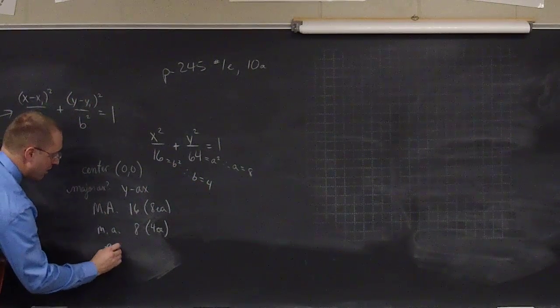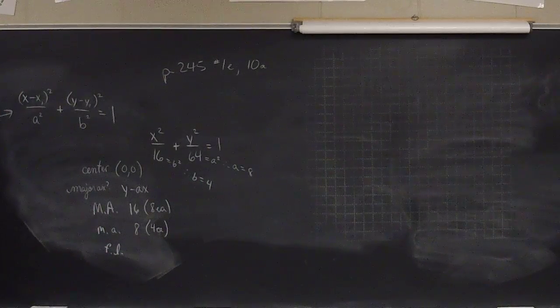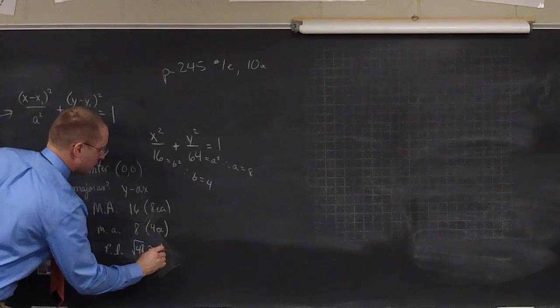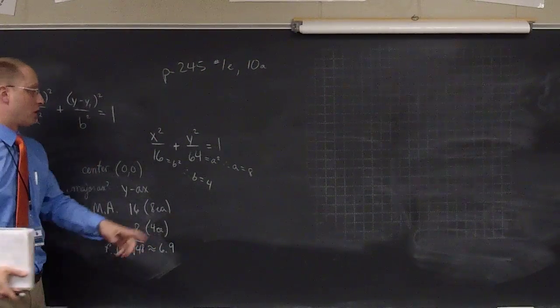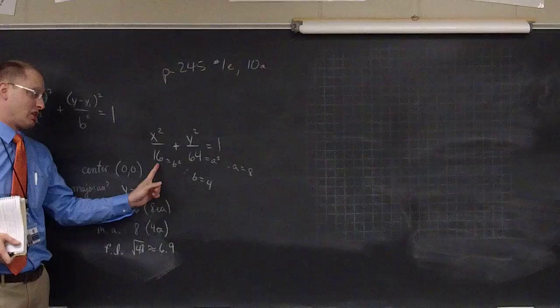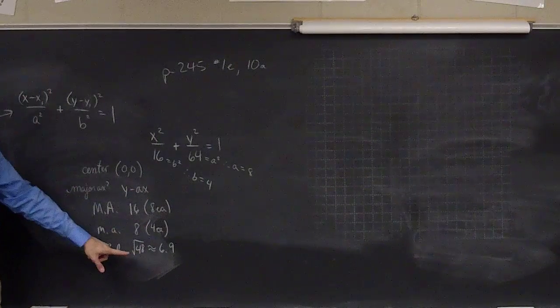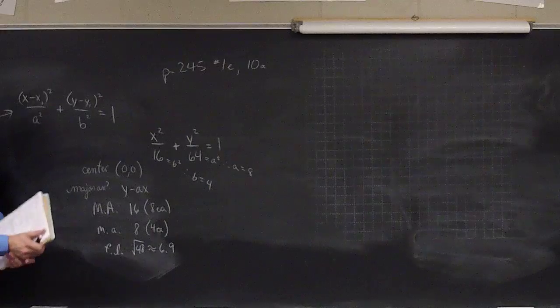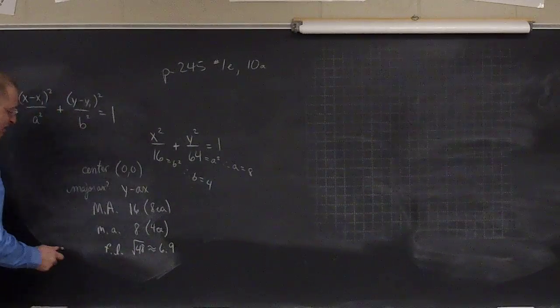What about the focal length, Jamie? That's root of 48, which is 6.9. There we go. We're going to take the square root of a squared minus b squared. So that's square root of 48. And you know the square root of 49 is 7. So it's got to be pretty much 7, 6.9. Even if you hadn't pulled a calculator out, you'd kind of figure that.